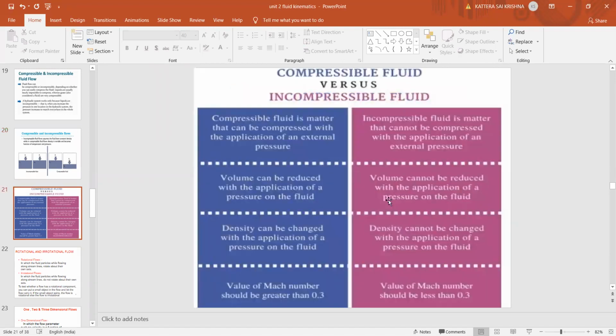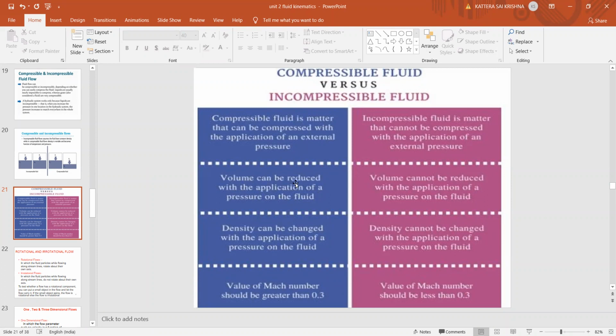Okay, this question is very important. In your short answers, they'll ask what are the main differences between compressible and incompressible fluids. The first difference is that a compressible fluid is matter that can be compressed with the application of an external pressure. The word itself tells us we are able to compress the fluid. Fluids which can be compressed are called compressible fluids. The fluids which cannot be compressed are called incompressible fluids. That is the first main difference.